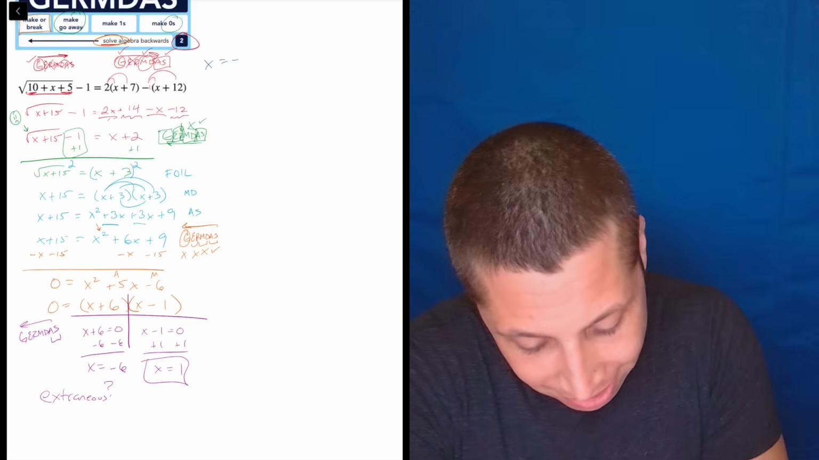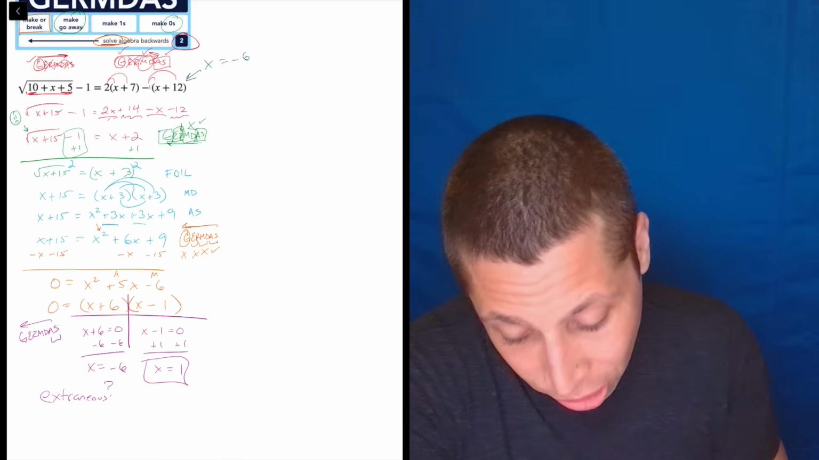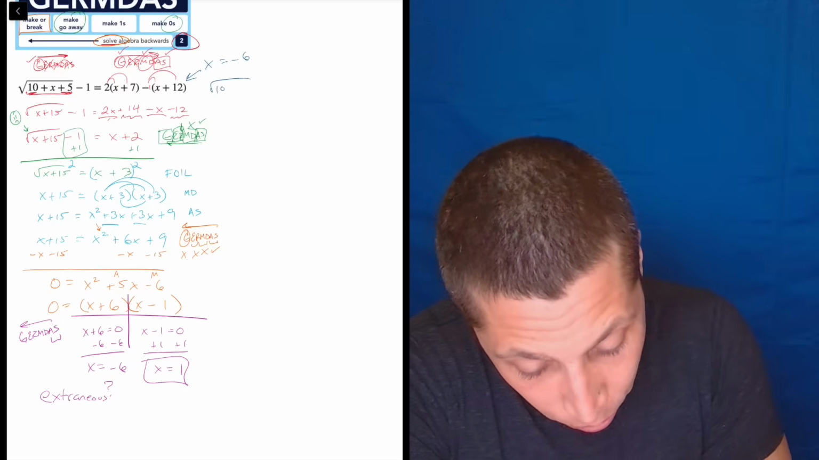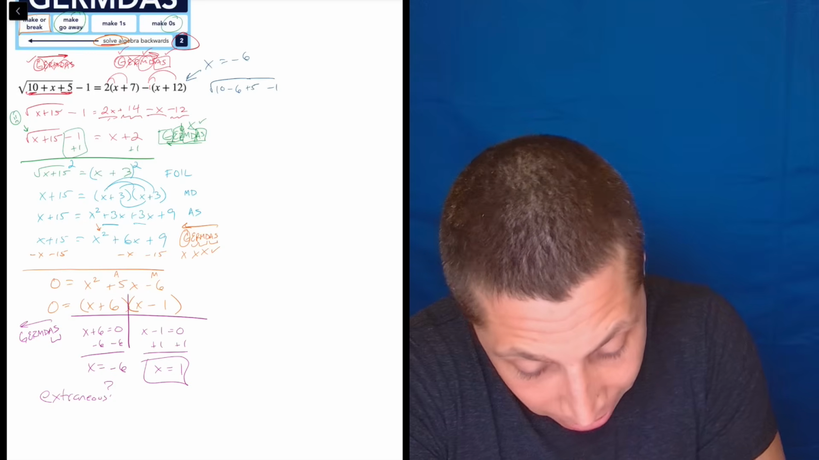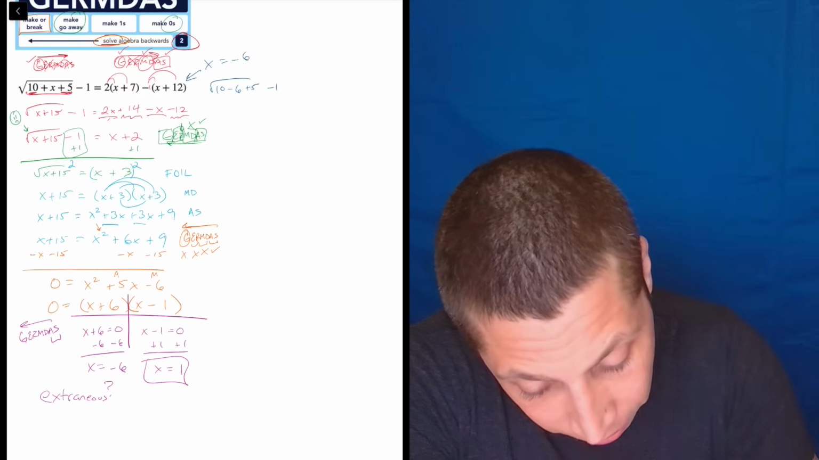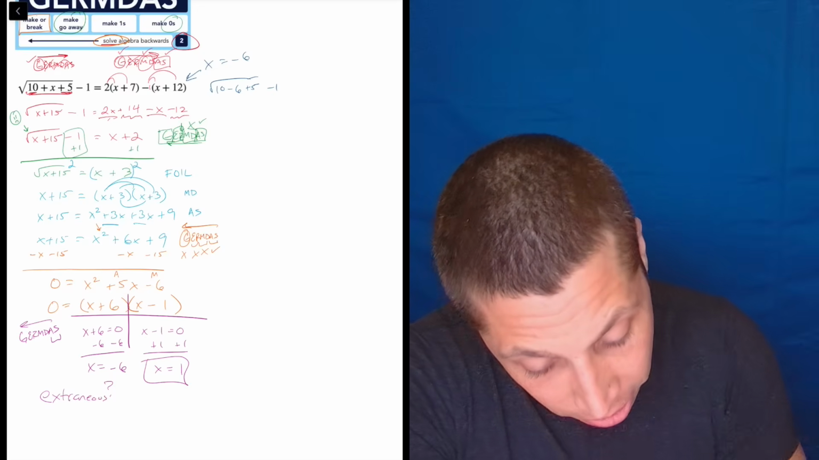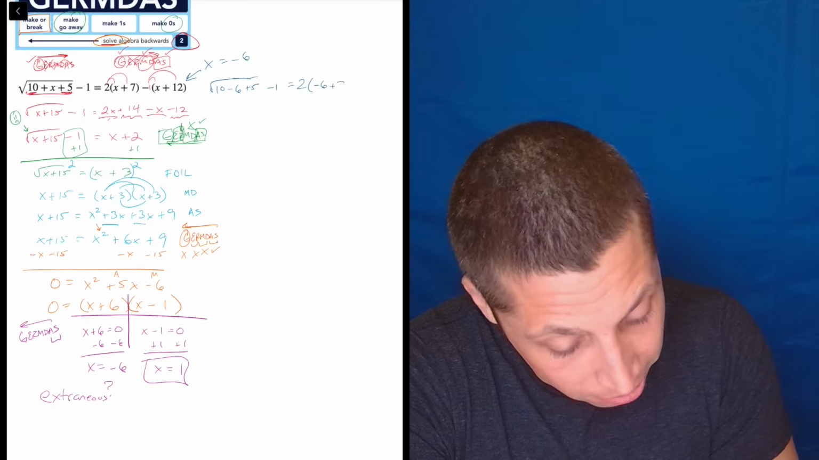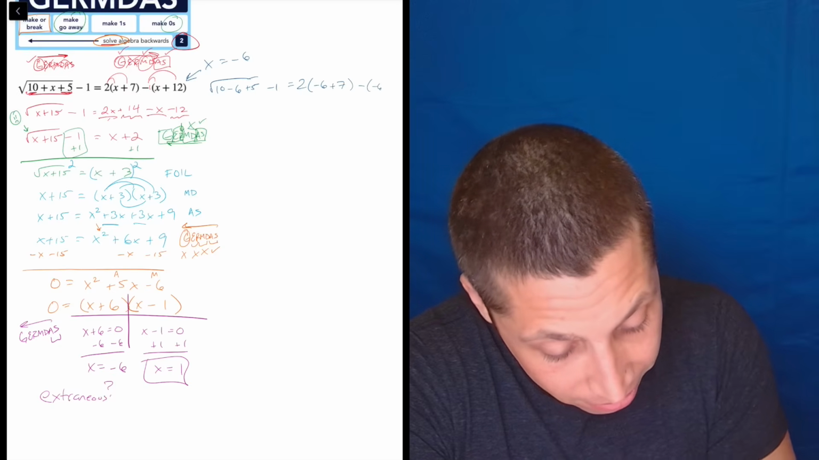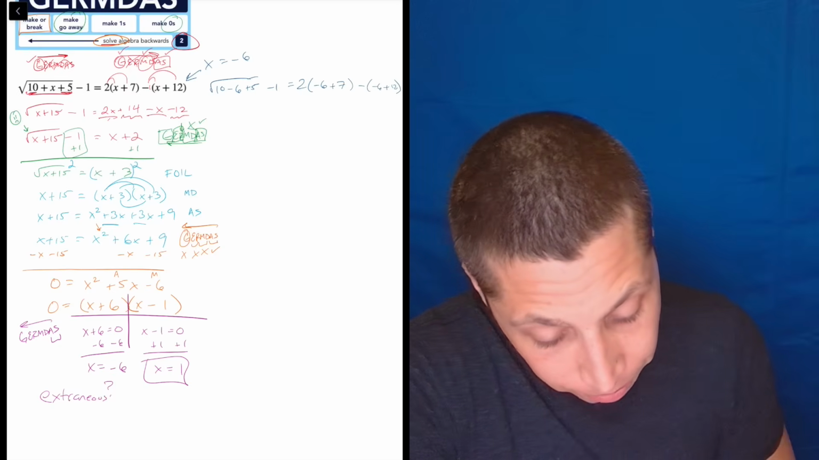and we're going to just plug in the x equals -6 to this equation. So let's just rewrite it. So we have radical 10 minus 6 plus 5 minus 1. Oops, see, careful. That's not over the 1. That's just over the 5. Equals 2 times -6 plus 7 minus -6 plus 12.